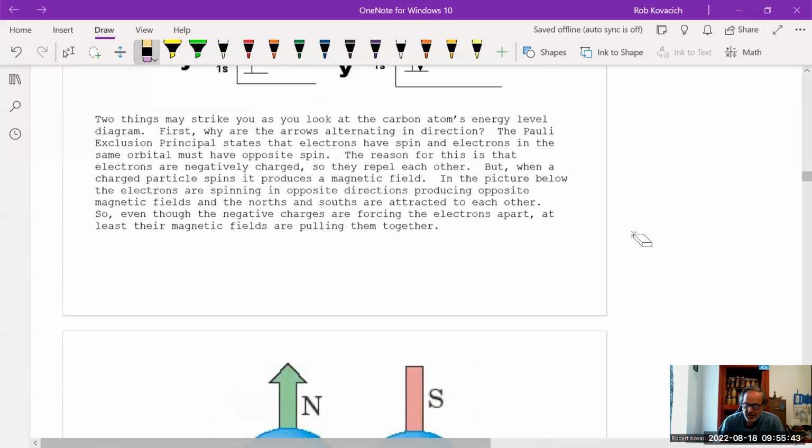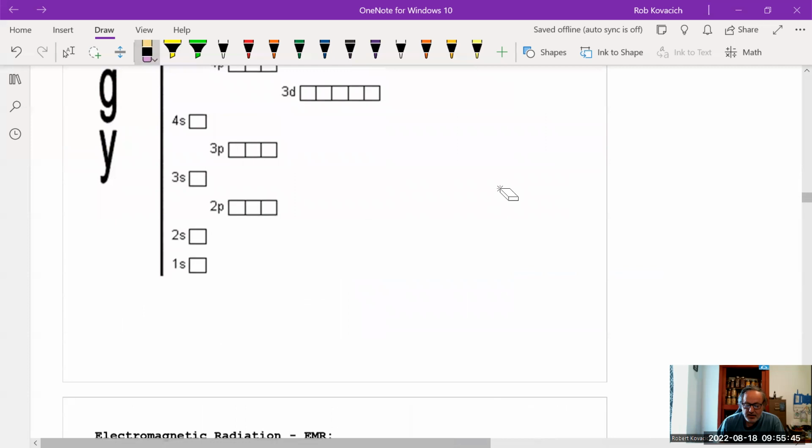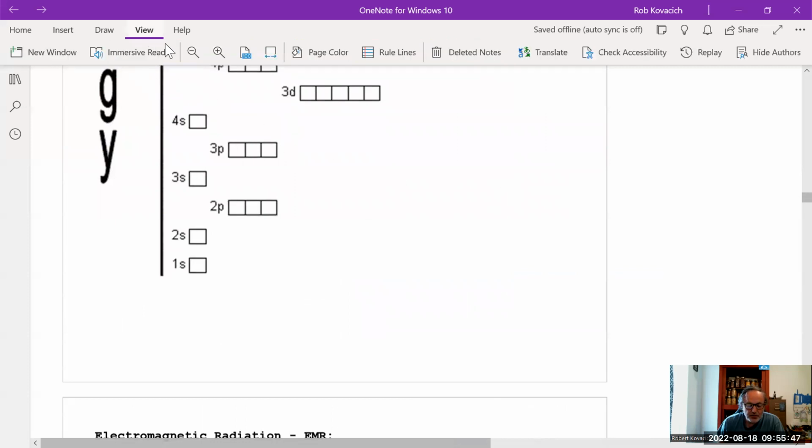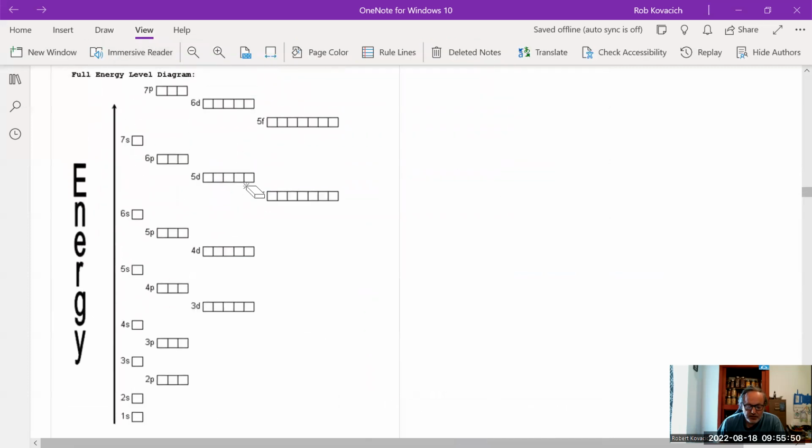Okay, and let's look at this energy level diagram. This is the energy level diagram for all the atoms. If you were to count up each one of these boxes, you put 2 electrons in each, you'd end up with 118 electrons. The atom with the most electrons that we have is underneath radon, and that's element 118. So I have accounted for all 118 electron positions as I move up.